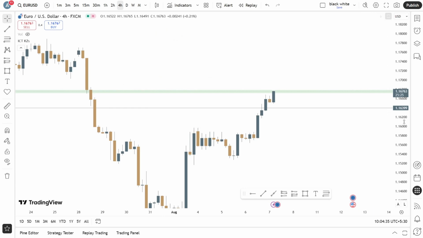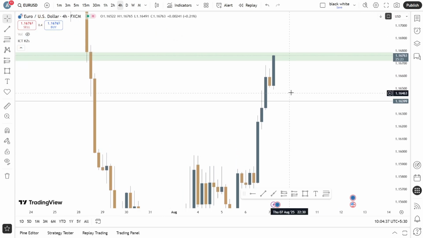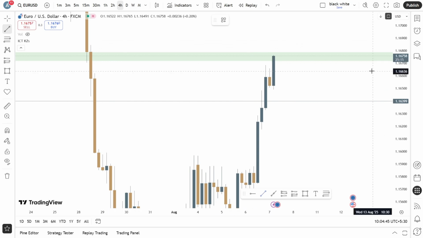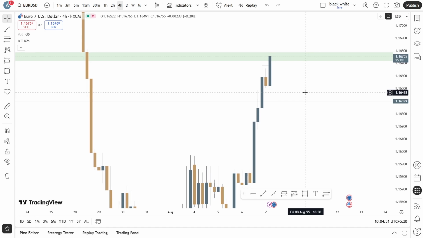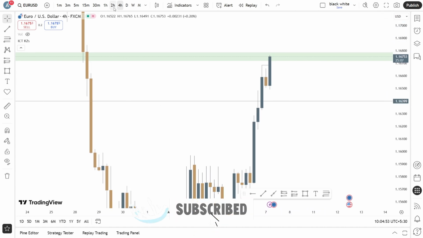As we move into the 4 hours, what we see is that the price has already mitigated this FVG and moved into the upside direction. So currently, there is still 25 minutes left. I'll be seeing if we are going to get a close above this area or not. Let's move to the 2 hours.